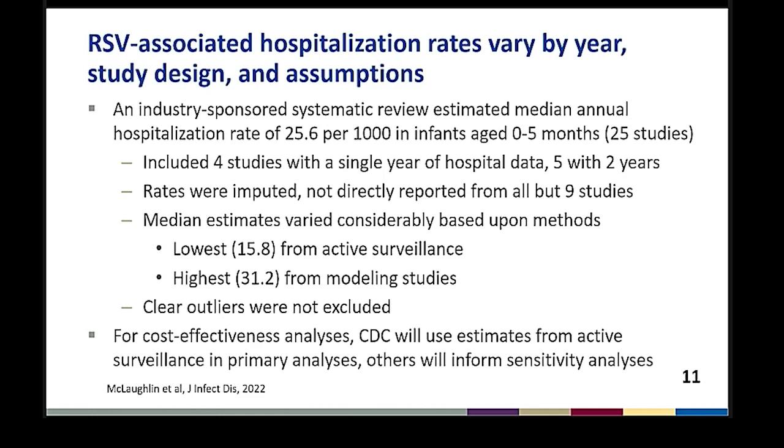Estimates of RSV-associated hospitalization rates vary by year, study design, and assumptions. An industry-sponsored systematic review published earlier this year estimated a median annual rate of 25.6 per 1,000 infants aged 0 to 5 months across 25 studies. This rate included 4 studies with a single year of hospital data and 5 studies with 2 years of data. Rates were imputed, not directly reported, from all but 9 studies, and median estimates varied considerably based upon methods, with the lowest estimates derived from active surveillance and the highest from modeling studies. Clear outliers were not excluded from calculations. For cost-effectiveness analyses, CDC will use estimates from active surveillance in primary analyses, and other estimates will inform sensitivity analyses.